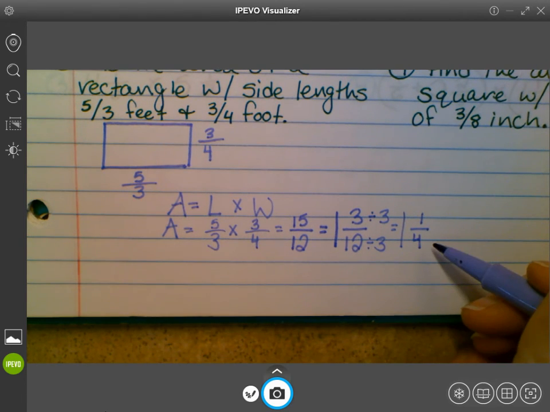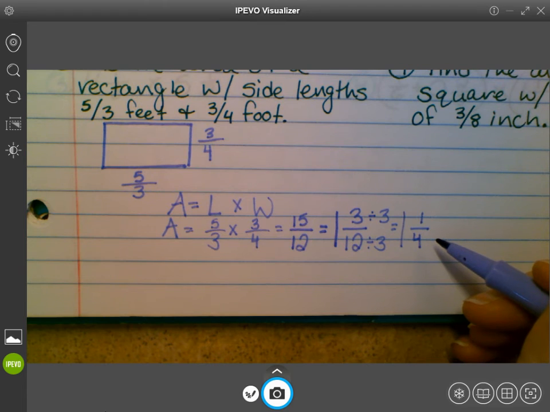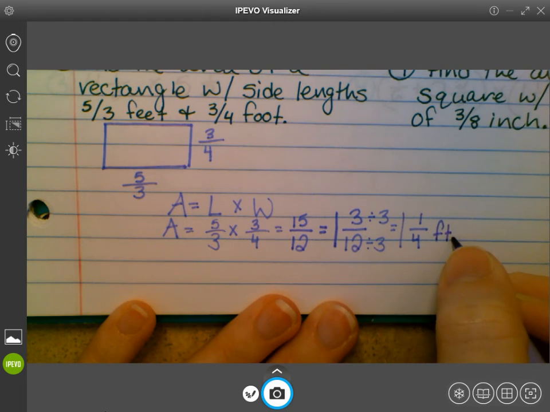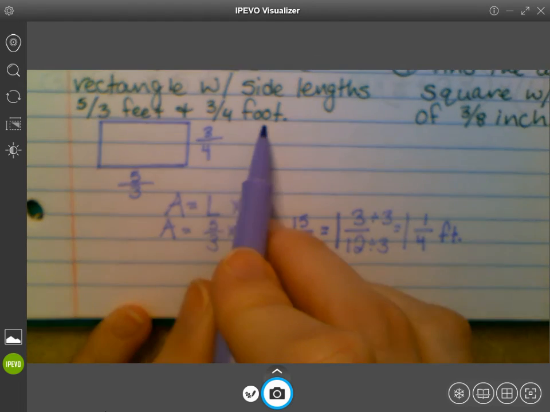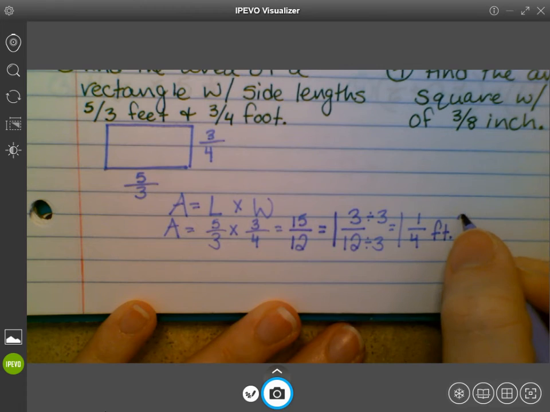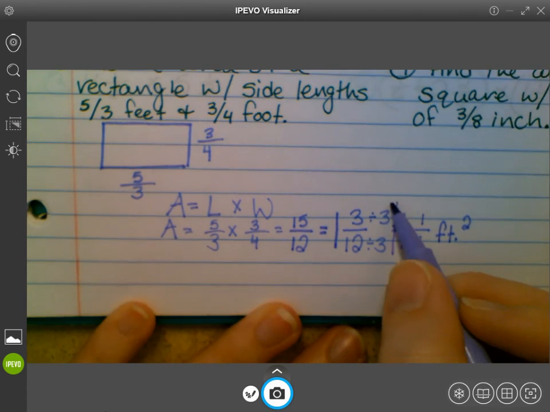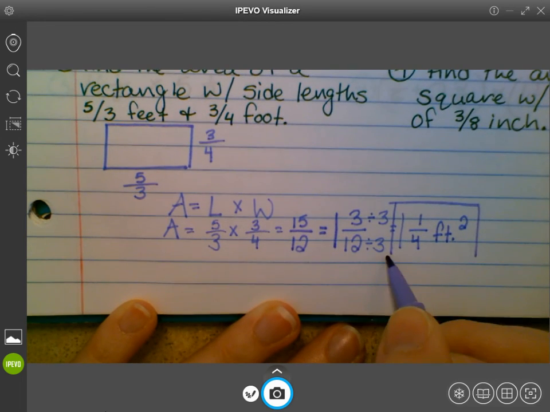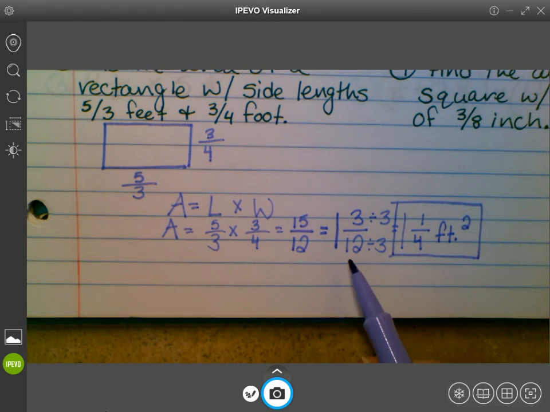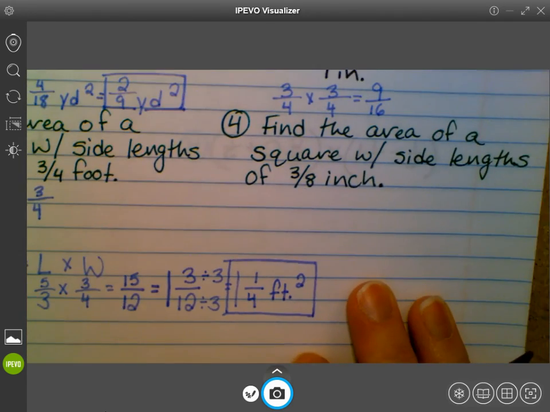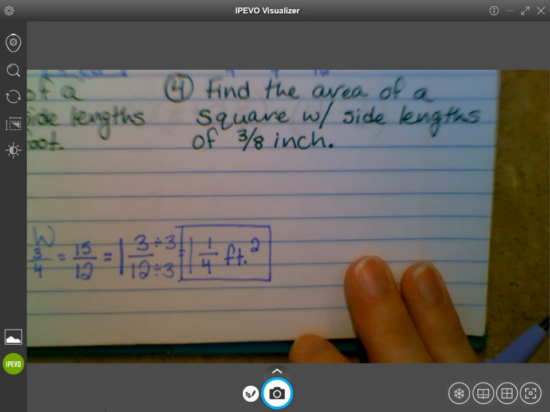Now, what's my unit here, 5th grade? Feet. Feet squared. Look at our word problem. 1 1/4 feet squared. Now, 1 3/12 is technically correct, but you guys know that we always try to simplify it as far as it will go. So 1 1/4 feet squared.